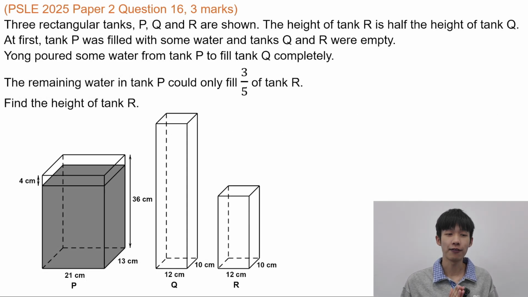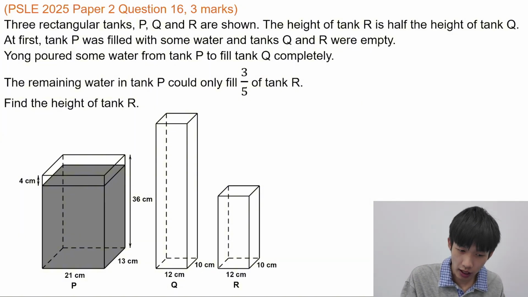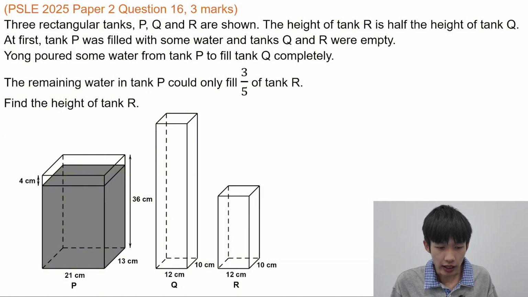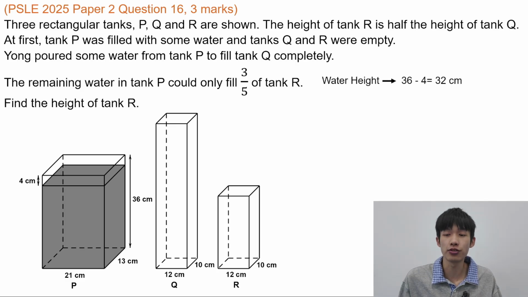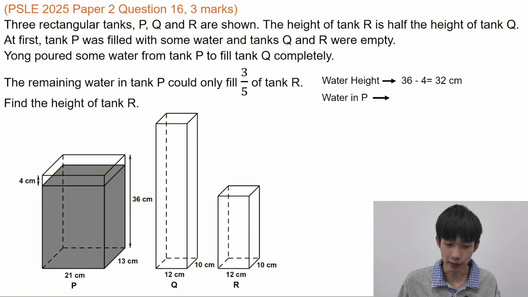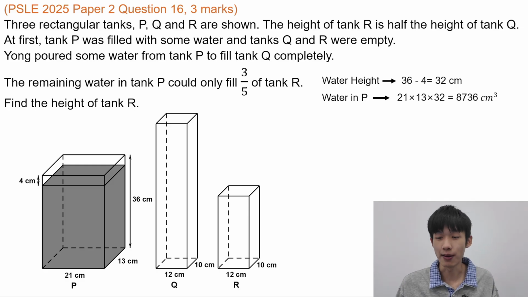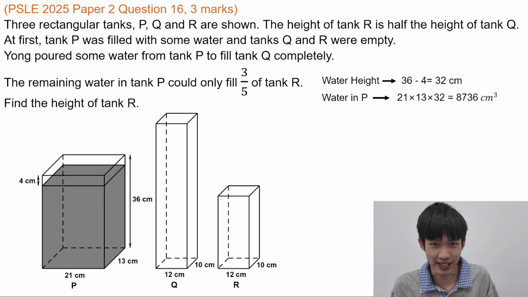So over here, we have three tanks, P, Q, and R. And first of all, can we find how much water is inside P? Is it the whole tank? No, it's not. It's actually 4 centimeters remaining. So the height of water is not 36, but instead it should be equal to 32 centimeters. Then, how do we calculate the volume of the water? It just equals the remaining water, 21 times 13 times 32, which gives us a very weird number, which is 8736.